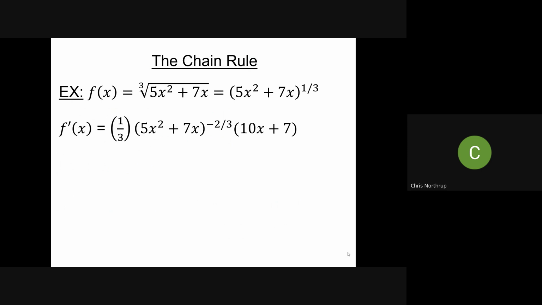Just keep in mind, that 10x plus 7 comes from the derivative of 5x squared plus 7x. Keep in mind that we don't want to have complex fractions, nor do we want to have negative exponents, so you'd probably want to clean it up to look like this.